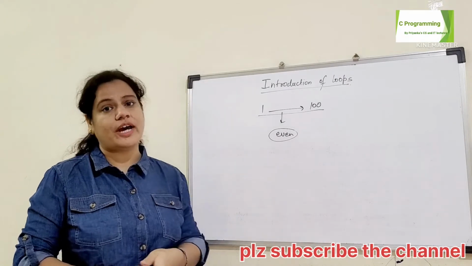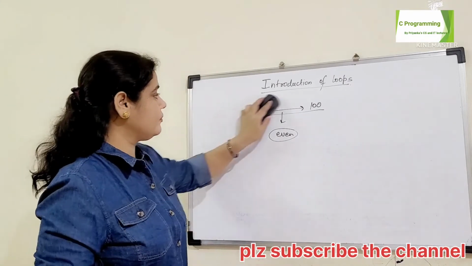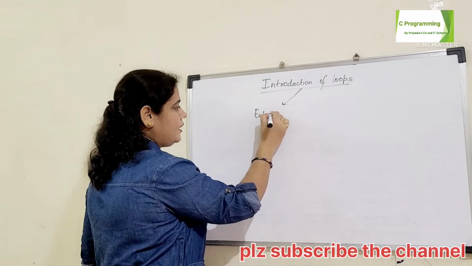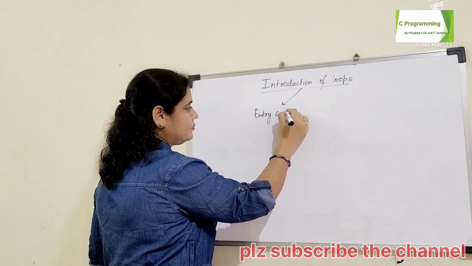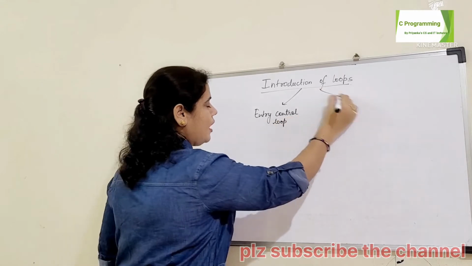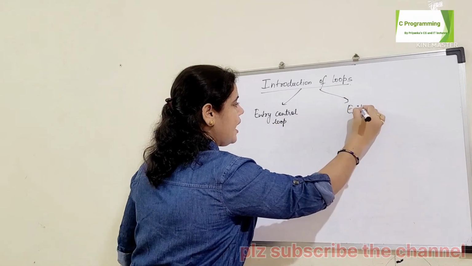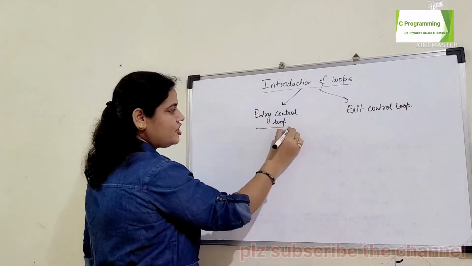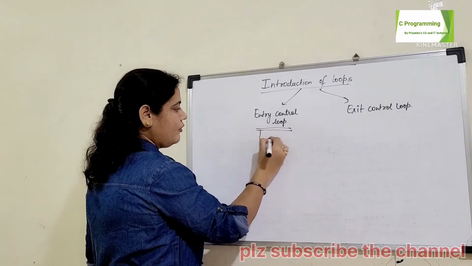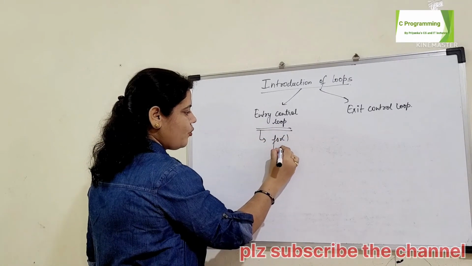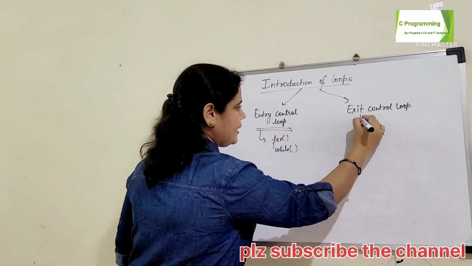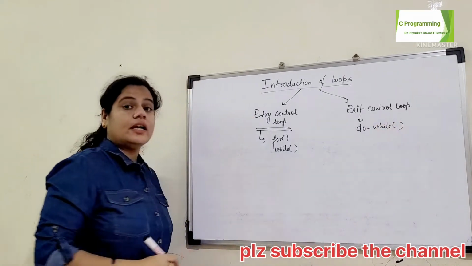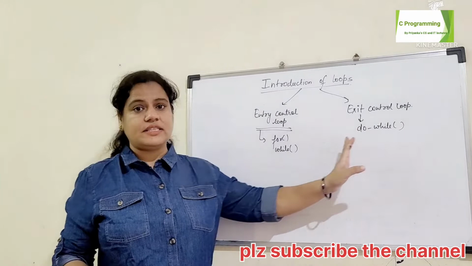Basically, loops are of two types which are provided by C. First is entry control loop, and second is exit control loop. In entry control loop, we have for loop and while loop. And in exit control loop, we have do while loop. These three loops are provided by C programming language.